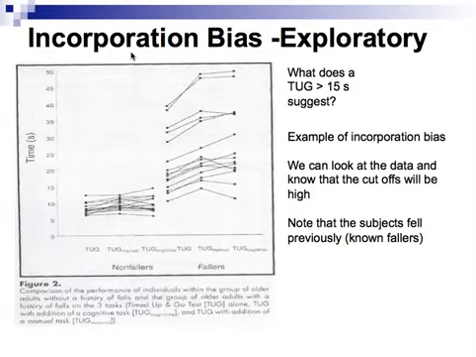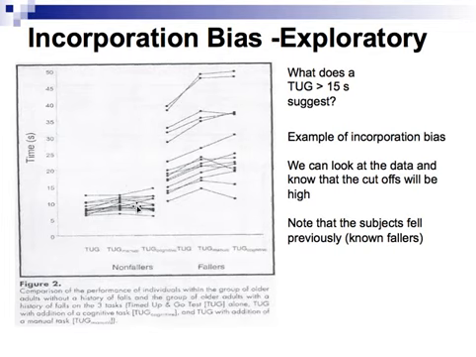And so the reason for this is something called incorporation bias. That's simply when you're using a specific population to develop a test, there may be some biases associated with that population that lead to that particular cutoff or result. So that's why you need to validate it against a different sample.